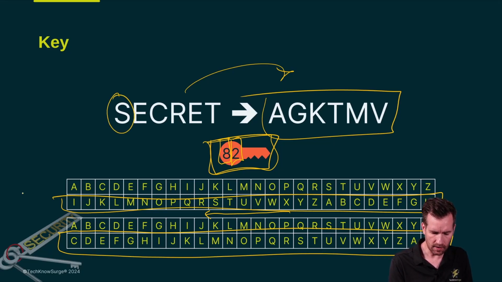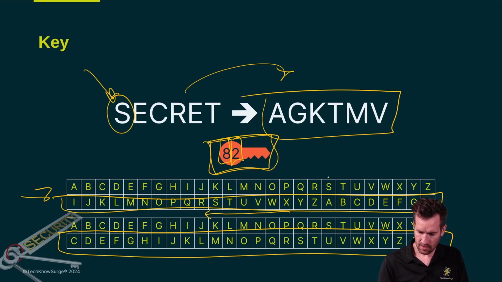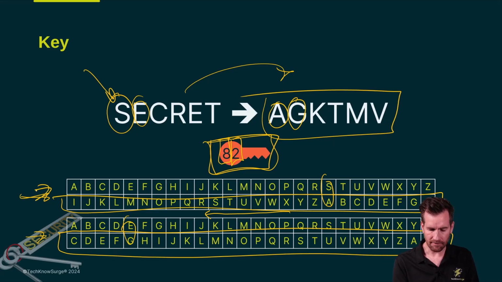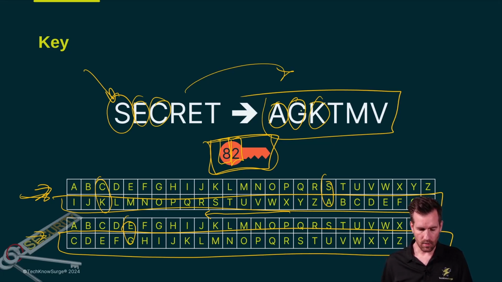So the first letter, we'll use the first table. The first letter is S, so the S becomes an A. Then we're going to use the second table, which has an E, which on the second table is going to be a G. We go back and use the first table again, which is a C, and a C is a K. And then for the fourth letter, R, we're going to use the second table again, and R becomes a T.